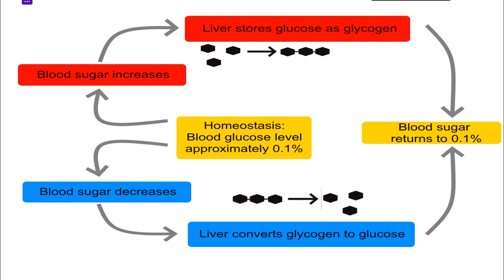That is also the same diagram where we talk about homeostasis. Blood glucose increases and it is stored in the liver. When it decreases, the liver converts glycogen to glucose to bring glucose levels back to normal.